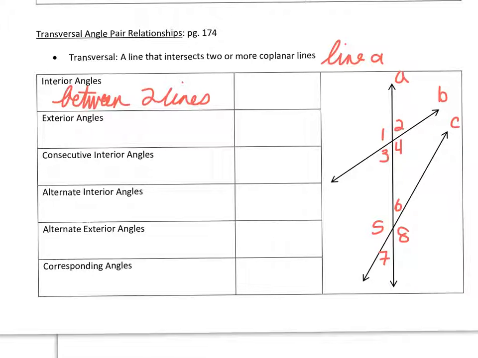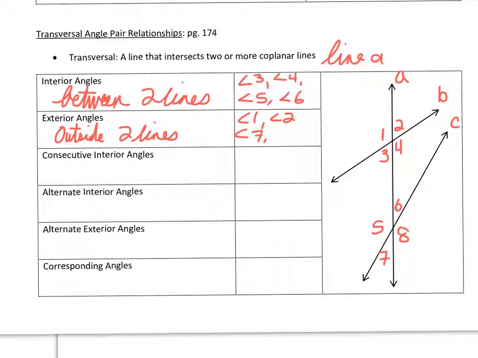All right, so a couple of examples of interior angles would be angle 3, angle 4, angle 5, and angle 6. Next we're going to talk about exterior angles, which are going to be outside of two lines. First we talked about interior angles being between two lines. Now we're going to talk about exterior angles being outside of two lines. So that's going to be angle 1, angle 2, angle 7, and angle 8.